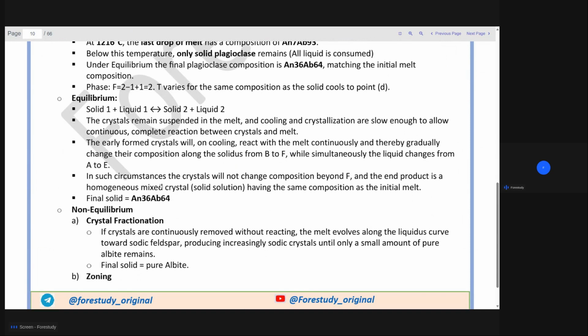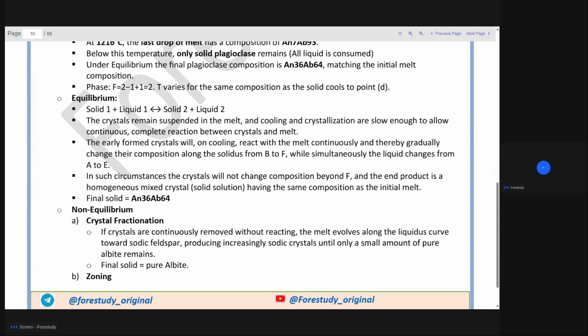In such circumstances, the crystal will not change composition beyond F, and the end product is a homogeneous mixed crystal having the same composition as the initial melt, that is An36, Ab36. This is in case of an equilibrium melting. Remember, this is the case of equilibrium melting where we are not separating out the melt or the crystal.